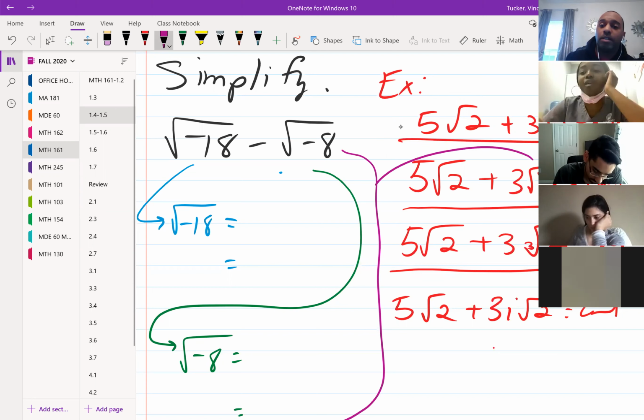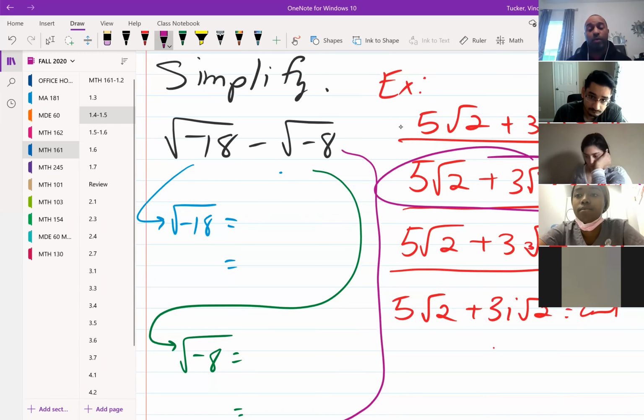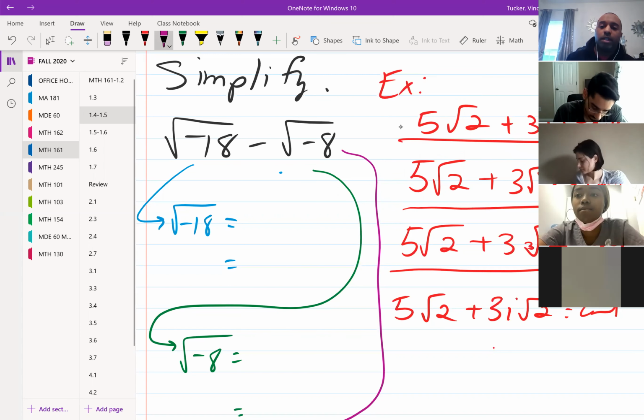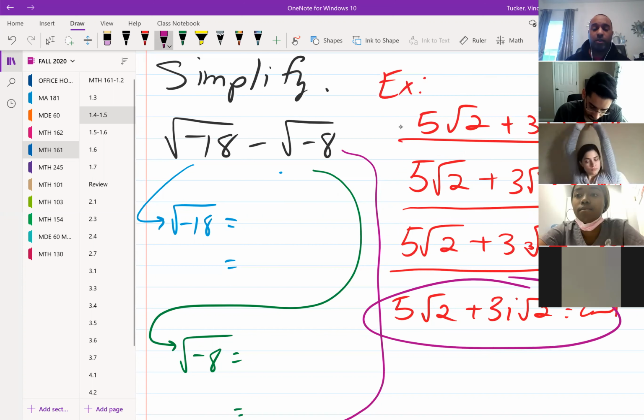So when we look at this right here, 5 square root of 2 plus 3 square root of 7, I cannot add those together because one has a square root of 2, the other one has a square root of 7. This next one, 5 square root of 2 plus 3 cube root of 2. One is the square root of 2, one is the cube root of 2. I can't add those together. And then in this last one, one is imaginary, one is real.